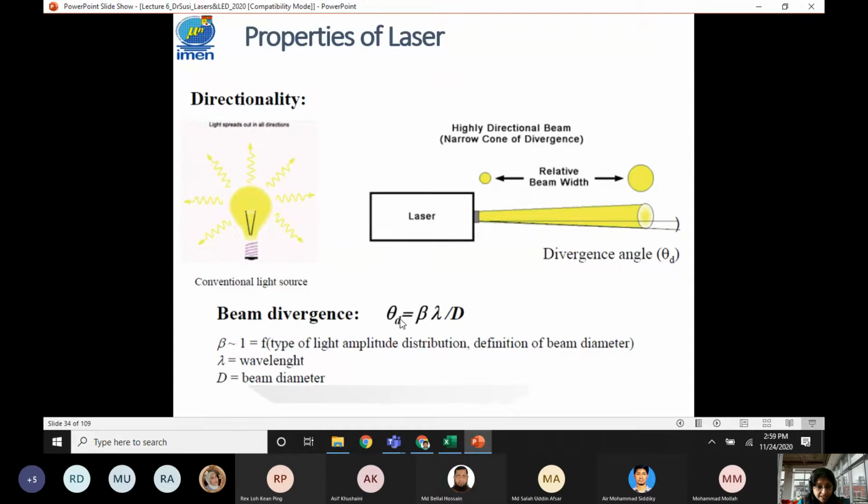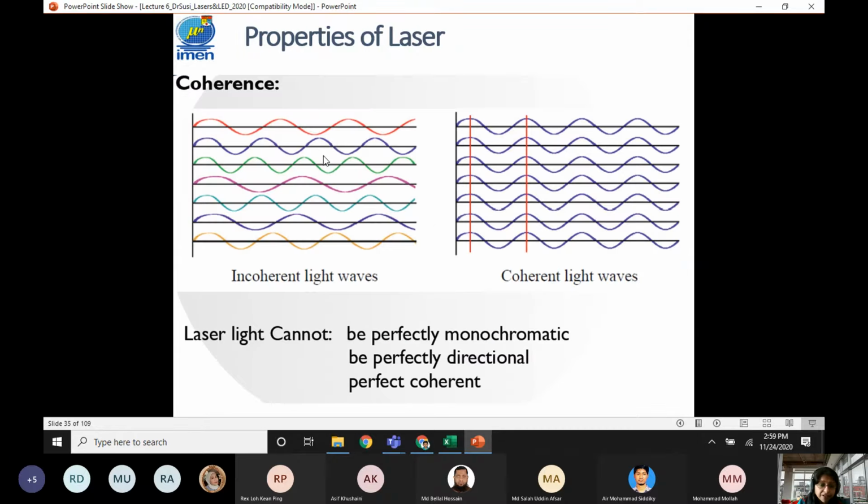This is given by theta d equals beta lambda over d, where beta is 1 depending on the light amplitude distribution, lambda is the wavelength, and d is the beam diameter. Okay, so this is directionality. So it is monochromatic, it is directional, and it is coherent.